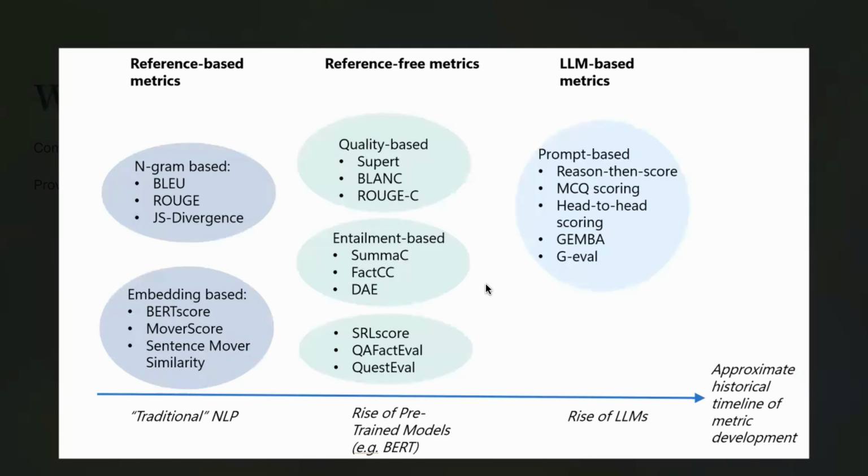We have reference-based methods, as we mentioned. We have n-gram methods like BLEU, ROUGE, and JS divergence, and we have embedding-based methods, which try to find semantic similarity, like BERTScore, MoverScore, sentence mover's similarity. The difference between these two is that both of them have a reference, but in the semantic similarity one, you don't necessarily look at the exact words, but you are looking for something that semantically has the same meaning.